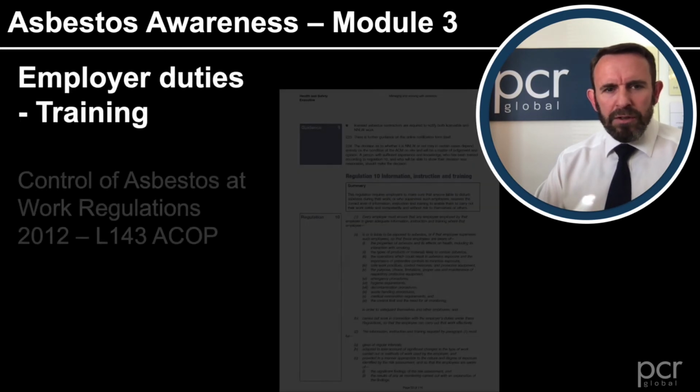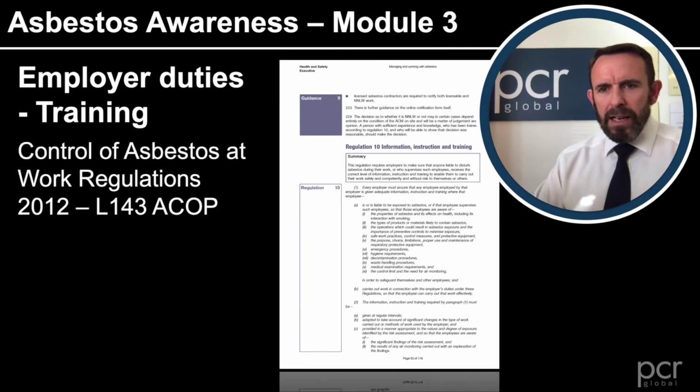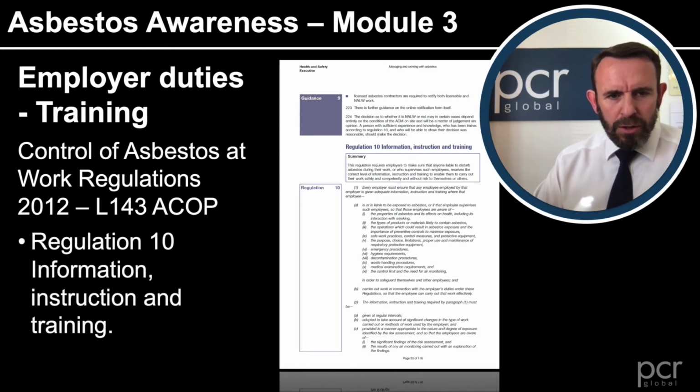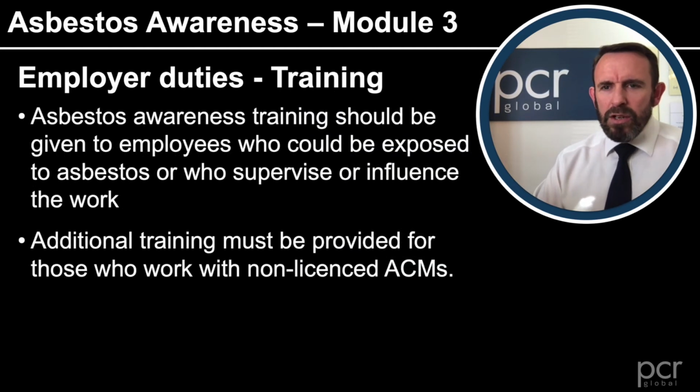Employer duties relating to training. So Regulation 10 of the Control of Asbestos at Work Regulations discusses training, information, and also instruction. So this is an important point. Asbestos awareness training, like the type you're doing now, should be given to employees who could be exposed to asbestos or who supervise or influence the work. Additional training must be provided for those who work with non-licensed ACMs. So this training does not enable you to work on asbestos.